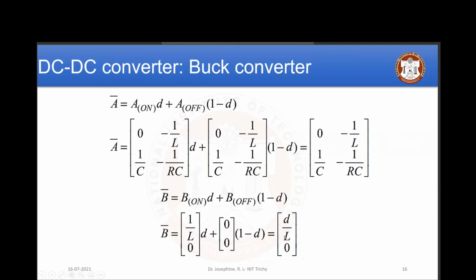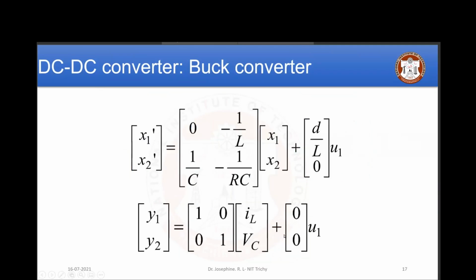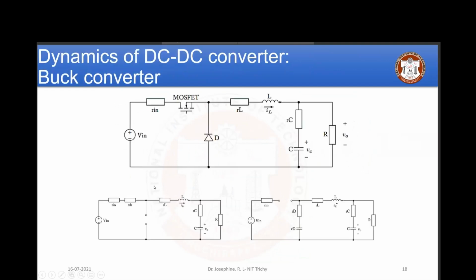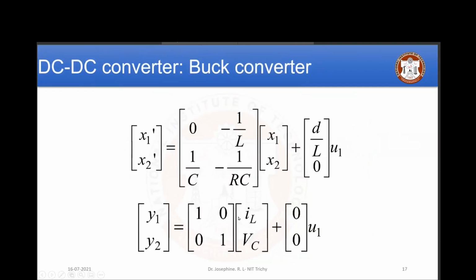Here, my B matrix is obtained like this. What happened to my state variable? This is my state variable equation, like X dot is equal to AX plus BU. Now, I'm going to take the same state variables as my output. So Y1 is nothing but my inductor current. Y2 is nothing but my capacitor voltage. It is not mandatory that you have to take two outputs. You can take one output itself. You can take Y2 as your V0.